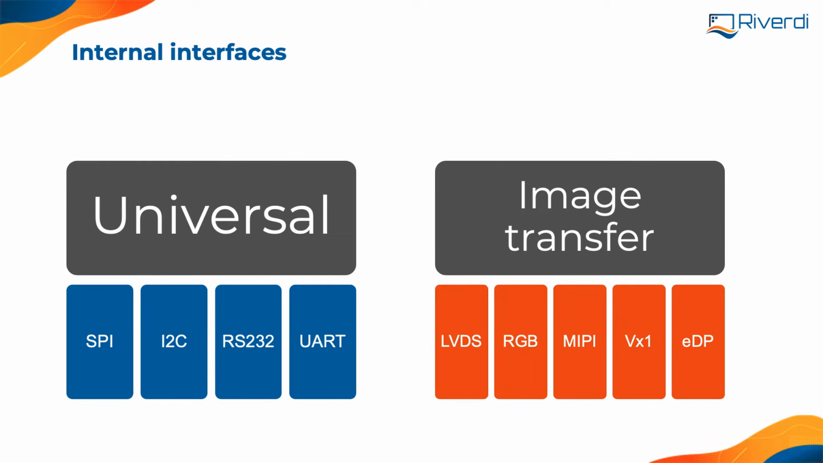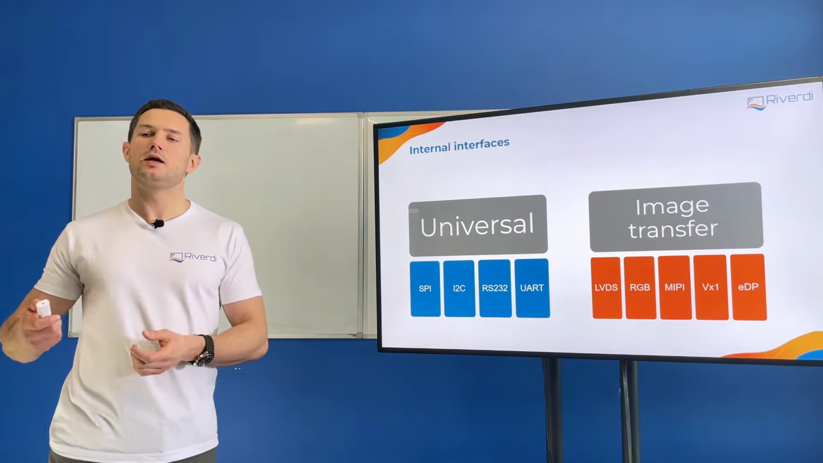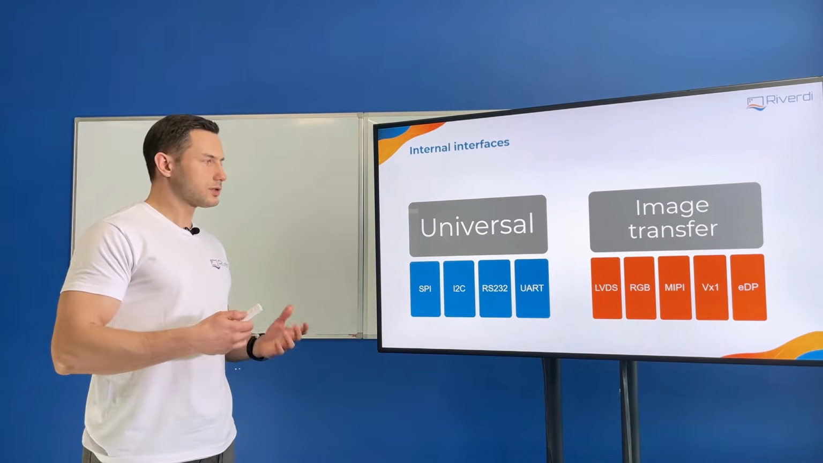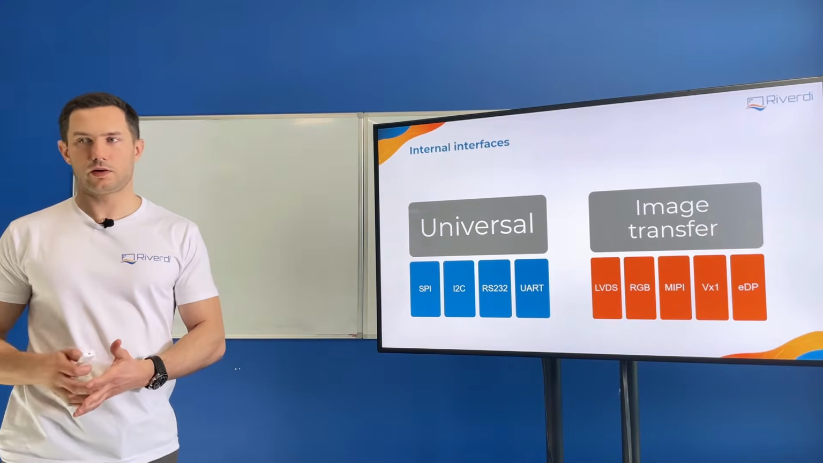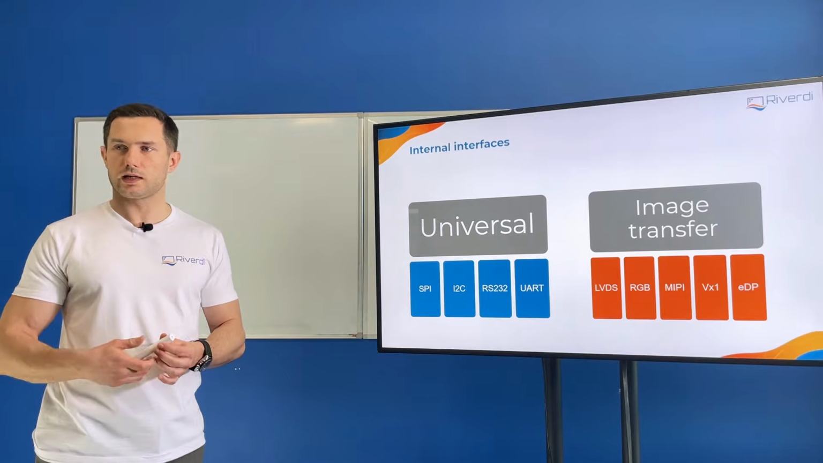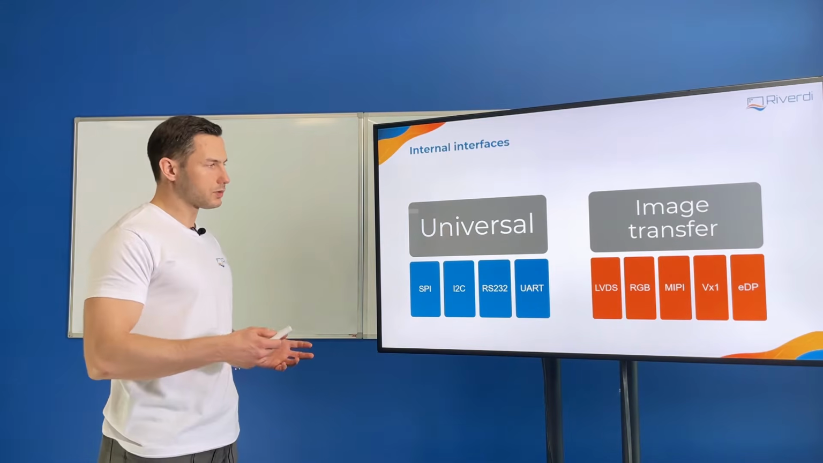So let's first try to organize interfaces a little bit. As I mentioned, we have universal interfaces and image transfer interfaces for internal interfaces. These are the interfaces that are embedded into the device, and universal means we can send other data through them, not only image. Because they are universal, they are usually not perfect for image transfer, because in most of the displays that we use nowadays, the image transfer is one of the most demanding.